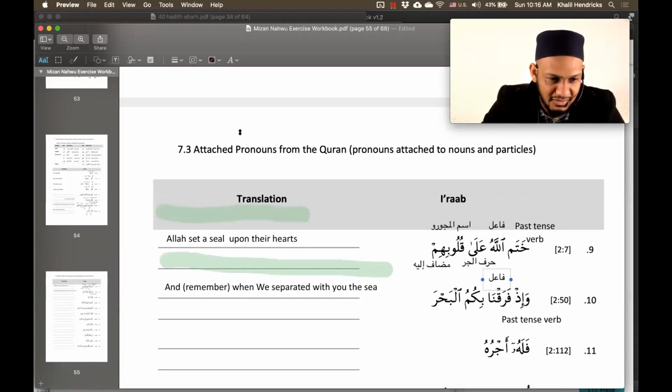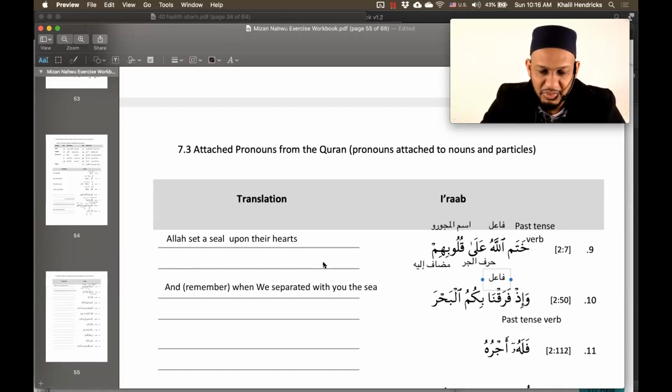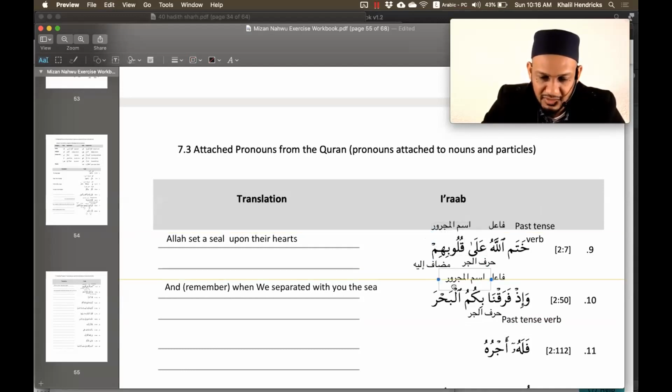Okay, someone is writing on my screen. Let me just sort it out quickly. Next one, bikum. Then the B will be harful jar. You can see I can copy and paste from the previous one because we have similar elements. What's the kum? Will that be ismul majroor? Good. So after harful jar, always comes ismul majroor. So here we have an attached pronoun attached to a harful jar, and therefore it is ismul majroor.